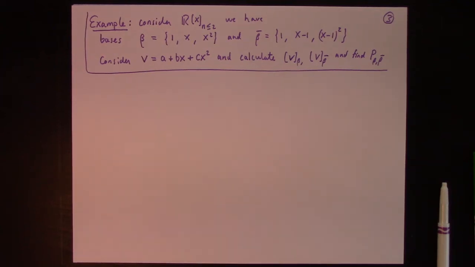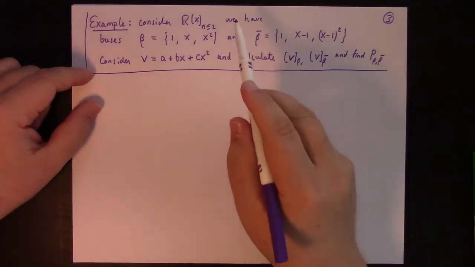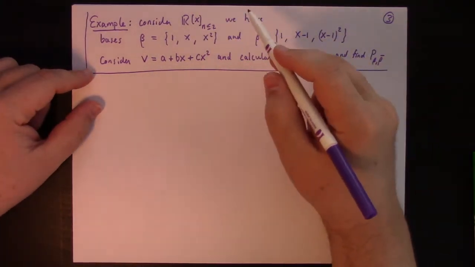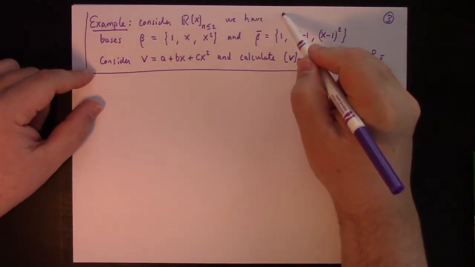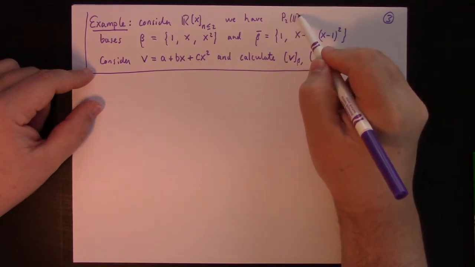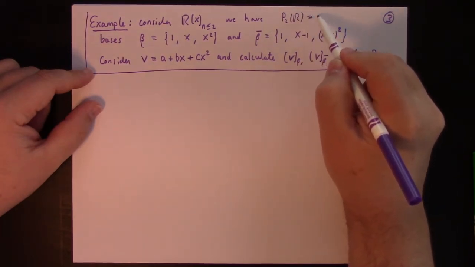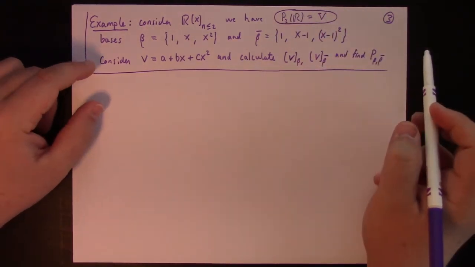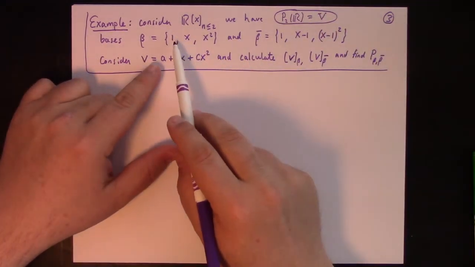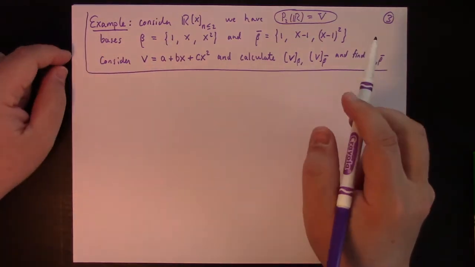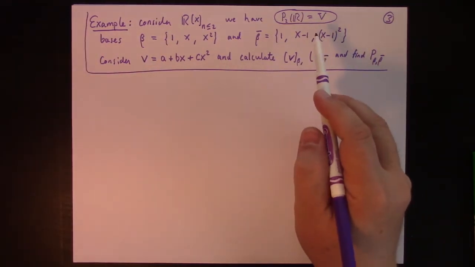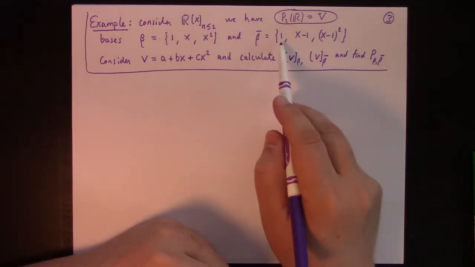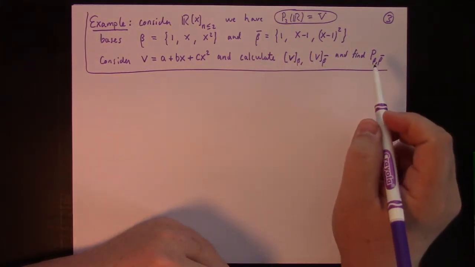Alright, so picking it up again here, here's an example. Let's consider quadratic, possibly degenerate, polynomials in x. I sometimes call that P2(R), right? I'm thinking of that as being my vector space. In that vector space we can either take our usual basis 1, x, x squared, or we could look at the perhaps less usual basis 1, x minus 1, x minus 1 squared.